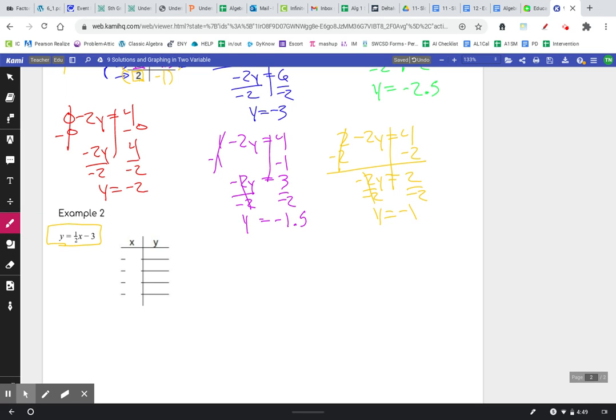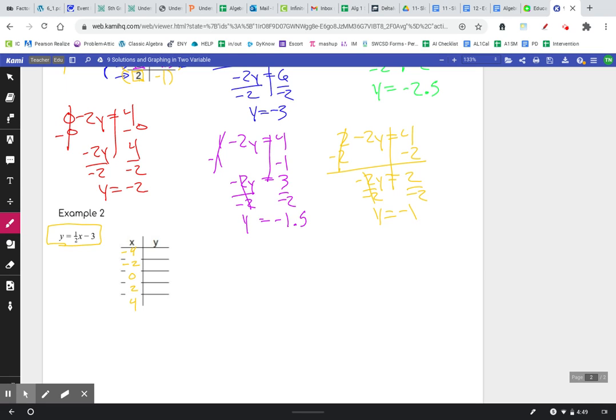Okay, so those to me are my even values, right? When I cut an even number in half, I get a nice even number. When I cut an odd number in half, I'm going to get a decimal or a fraction. So small is still good, but instead of -2 and -1, let's go -4 and -2. I like the 0. And then let's go +2 and +4.